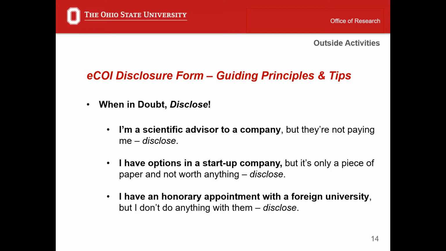Basically, the statements here, look at the bold and don't talk yourself out of making these disclosures by looking at the non-bold parts. So you say, I have options in a startup company, but then you might talk yourself out of disclosing by saying, oh, it's a piece of paper, it's not worth anything. Don't talk yourself out of it. You have options in a startup, you should disclose that. The other example that I think we can get into with some of Carly's slides would be if you have an honorary appointment with a foreign university, it's something you should disclose, even if you don't do anything with them. Just make that disclosure.